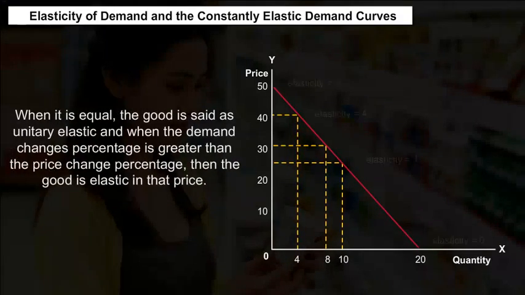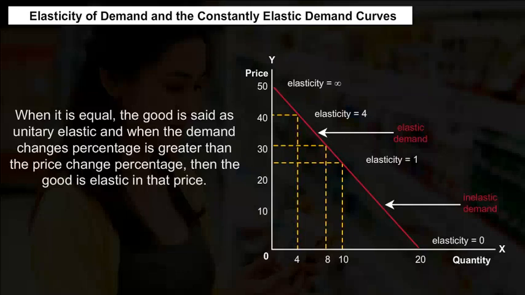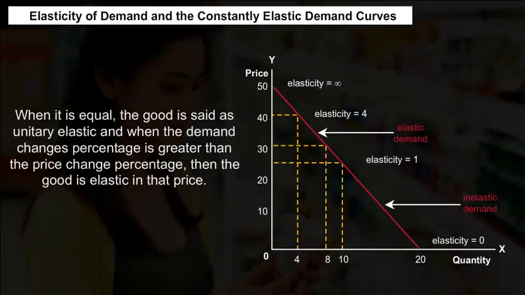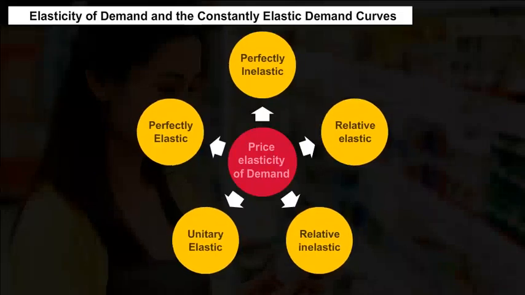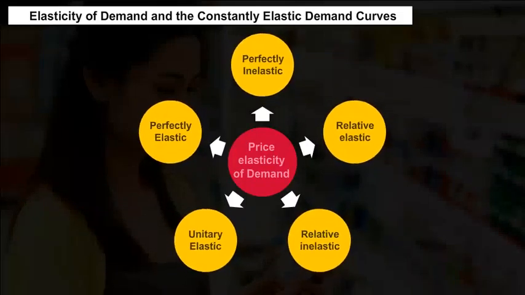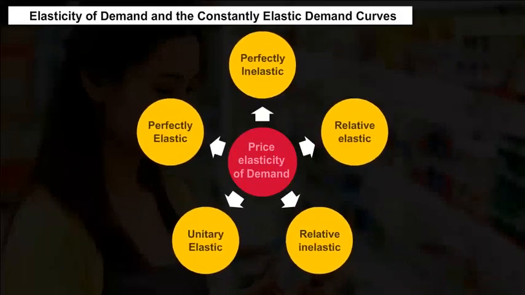When it is equal, the good is said to be unitary elastic, and when the demand change percentage is greater than the price change percentage, then the good is elastic at that price. The different price elasticities of demand at different points can be shown through a linear demand curve.